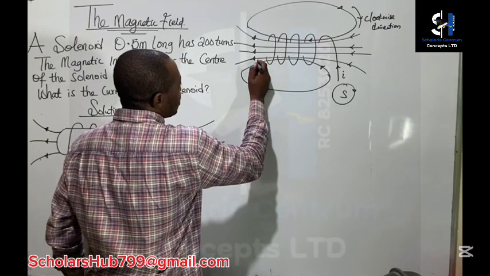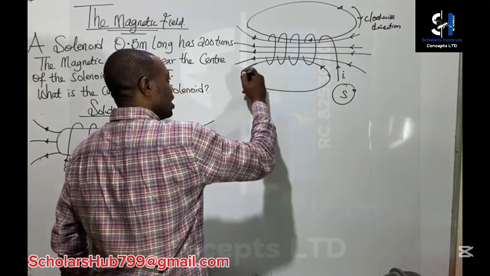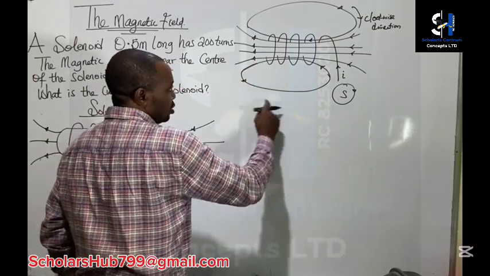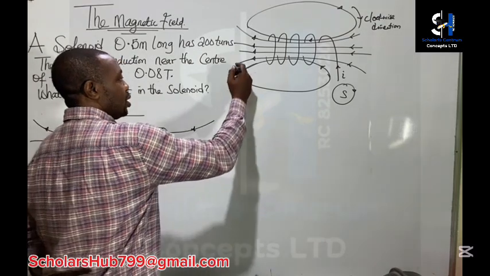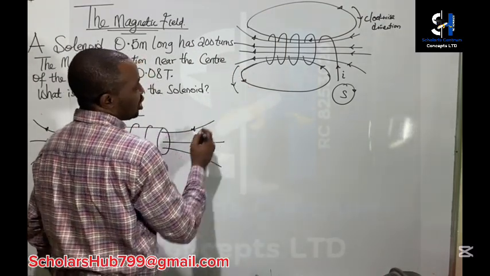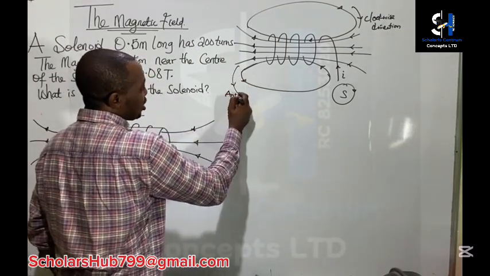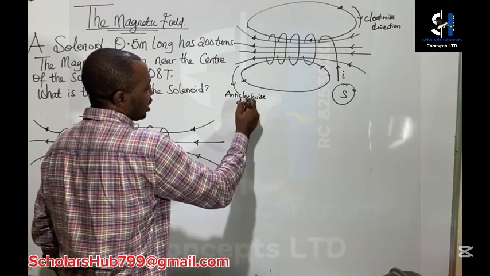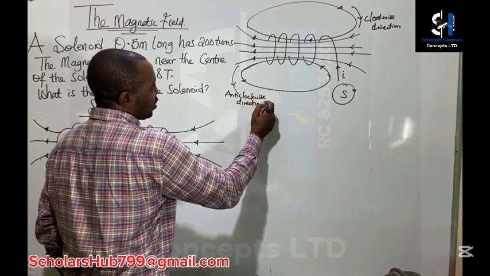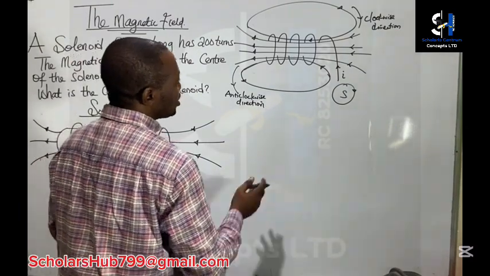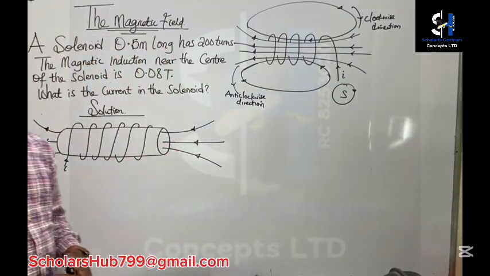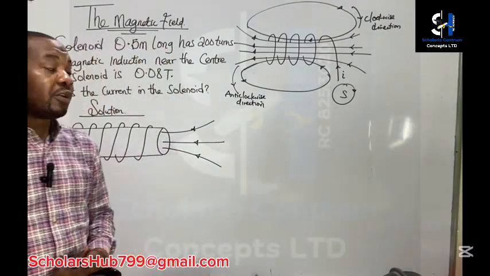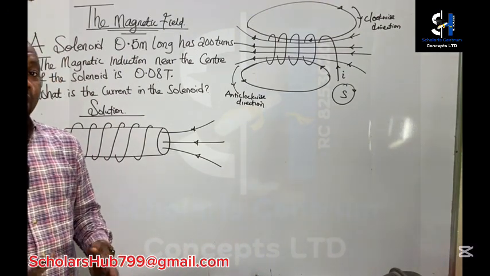But when we have the direction the other way, then we have anti-clockwise direction. So this is anti-clockwise. This is what it looks like when it comes to determining the direction of the magnetic field in a solenoid.